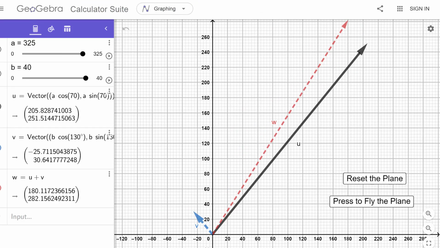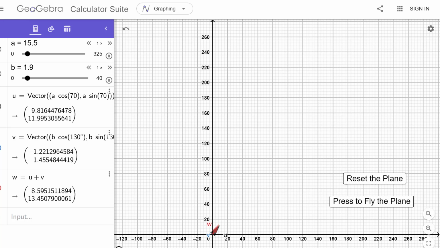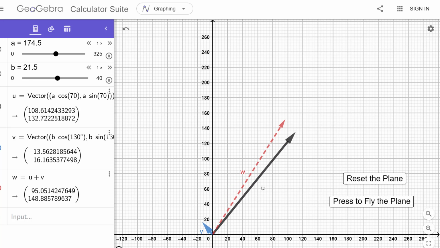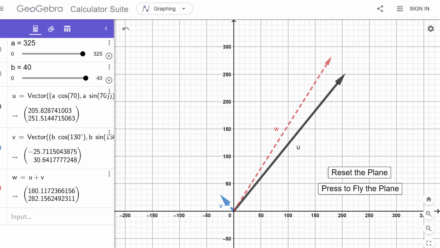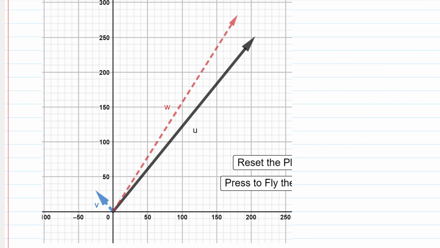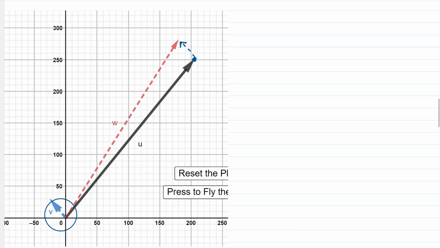So let's take a little look at the simulation and see what it actually looks like. So I'm going to reset this, and I'm going to press the button to fly, and I can see how much faster the plane is moving than the wind. And so what I'm going to do here is I'm going to draw this all on one plane back in my notes. The reason I'm taking time to draw this in is to show you that if you take this vector and add it here at the end of your original vector, you get your new vector. So if I take my plane vector and add it to my wind vector, I will get my new path.